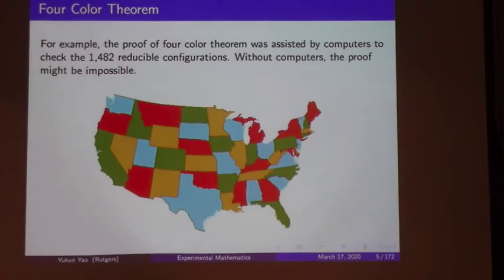So here's a map of continental USA colored with 4 colors. We know that in the proof of the 4-color theorem, computers were used to check more than 1,000 reducible configurations. So without computers, the proof might be impossible.